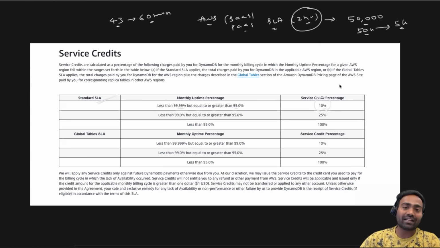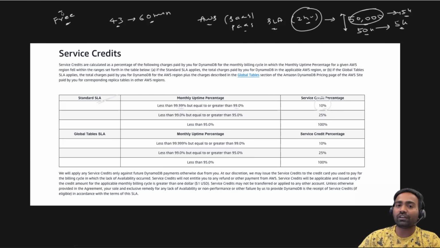Now, what does service credit mean? Service credit is basically, AWS does not pay you in terms of cash, but AWS tries to fit this in the next billing cycle or maybe in the current billing cycle. If you have DynamoDB billing of 50,000, then they might ask you to pay 45K US dollars. Of course, a lot of this depends on your relation with AWS. This does not apply to free tier, right?